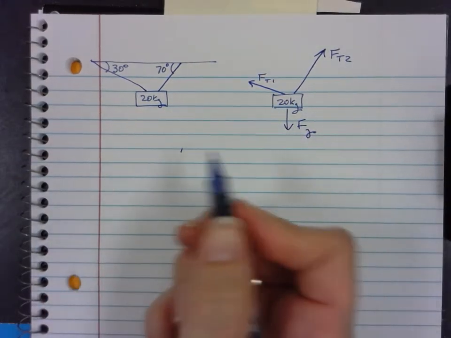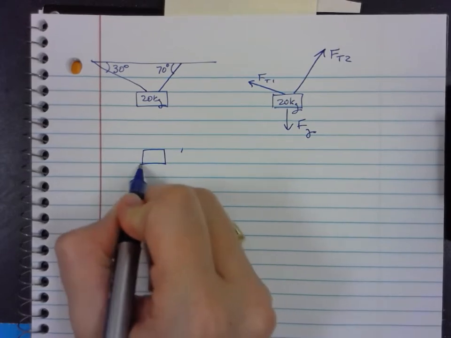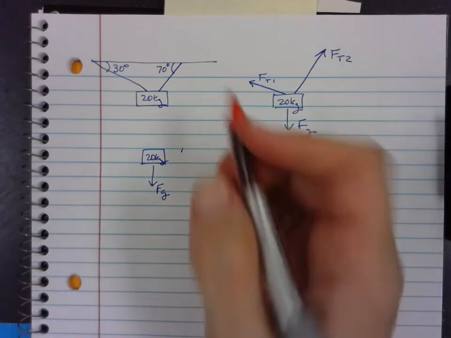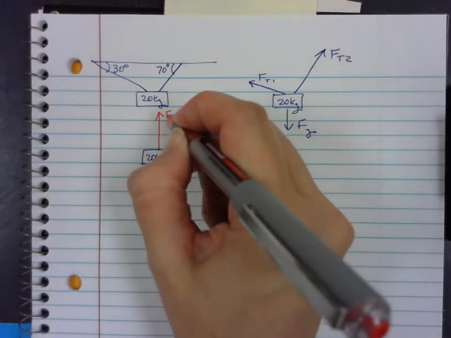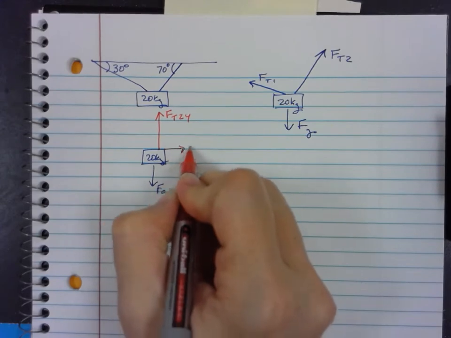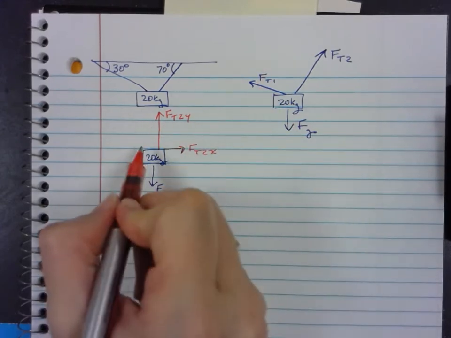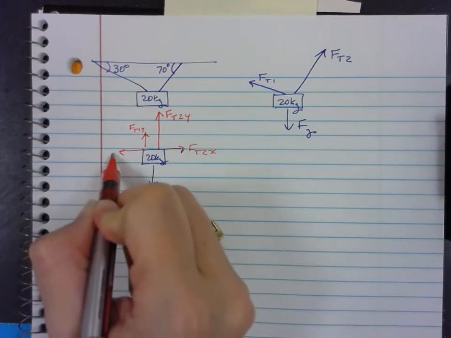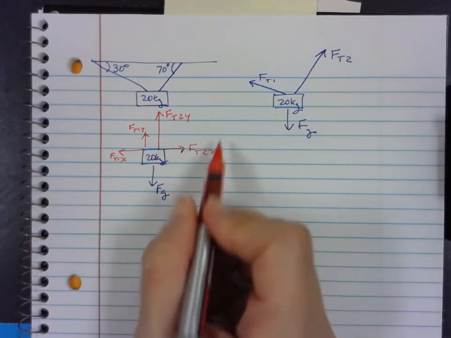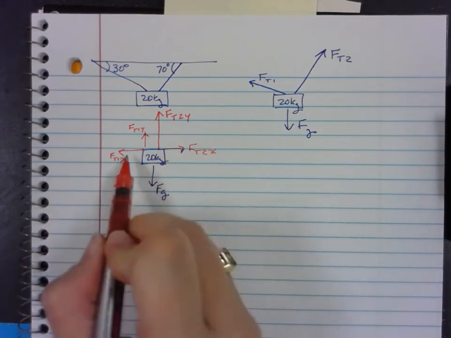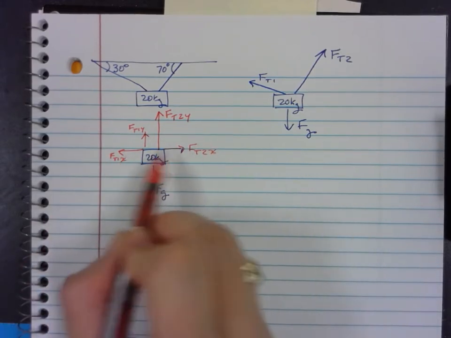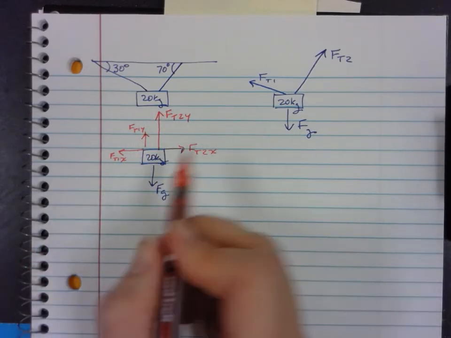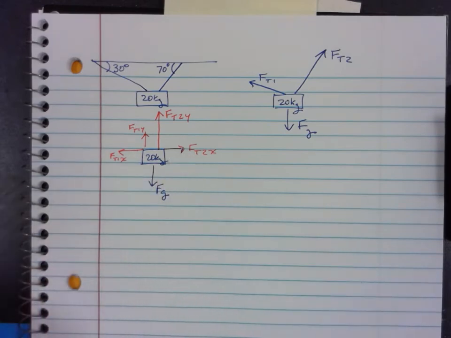And then I'm going to do the same thing and make my component diagram. So 20 kg, FG is already vertical. Instead of FT2, FT2y and FT2x, and FT1y and FT1x. Now I did go ahead in my drawing and make the two x components equal, because they have to be equal. If they're not equal, they don't cancel out. The sign's not in equilibrium, it's swinging left or right. So I know these two components are equal to each other.